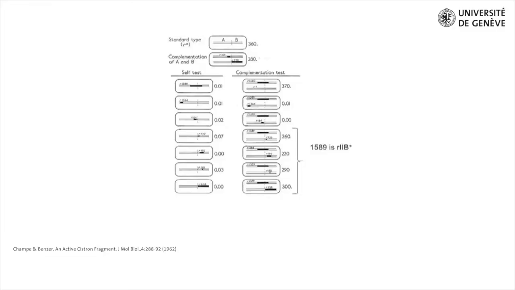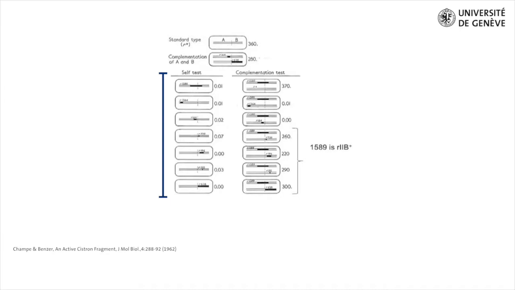So what you see here are a bunch of infections in a host that cannot allow an R2 mutant to grow. As you see, all these, what he called the self-test, all of these are negative. There is no phage production. All of these are R2 mutant. And the wild type is making a lot of phage.